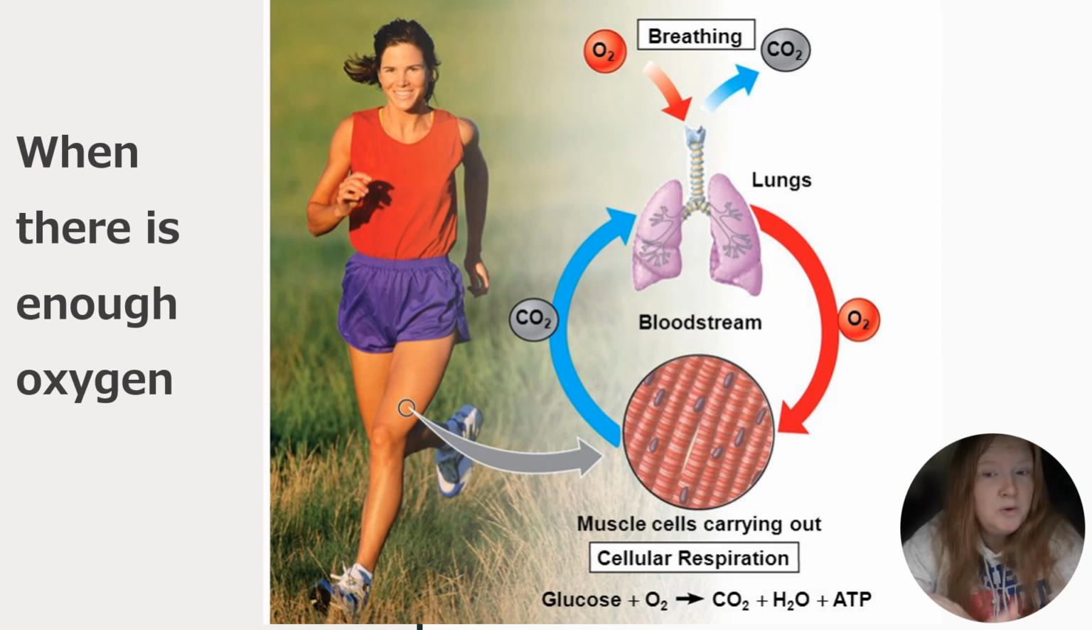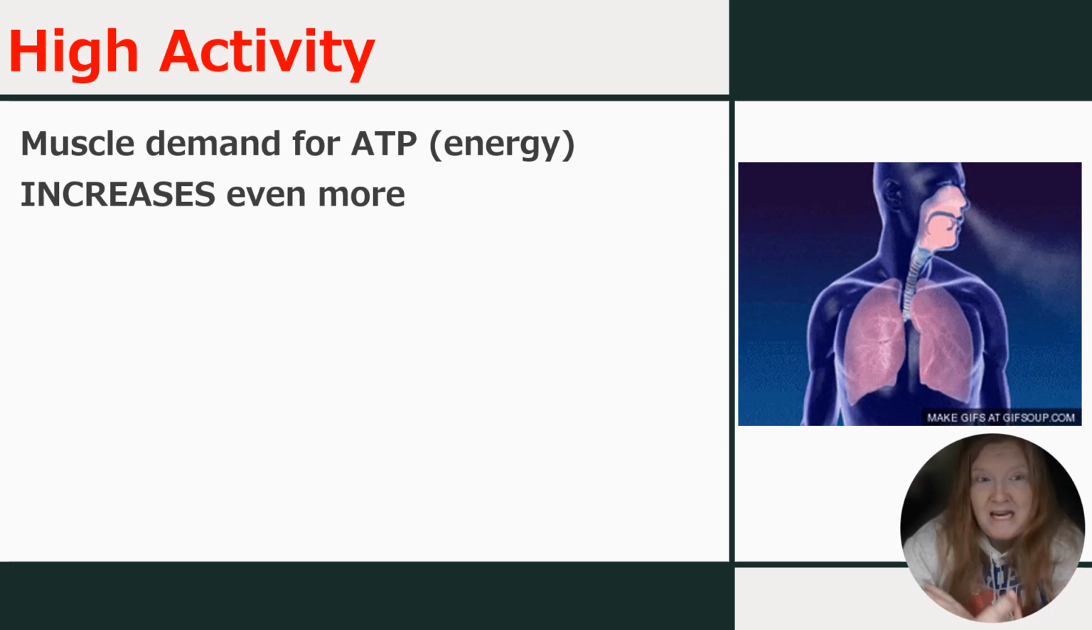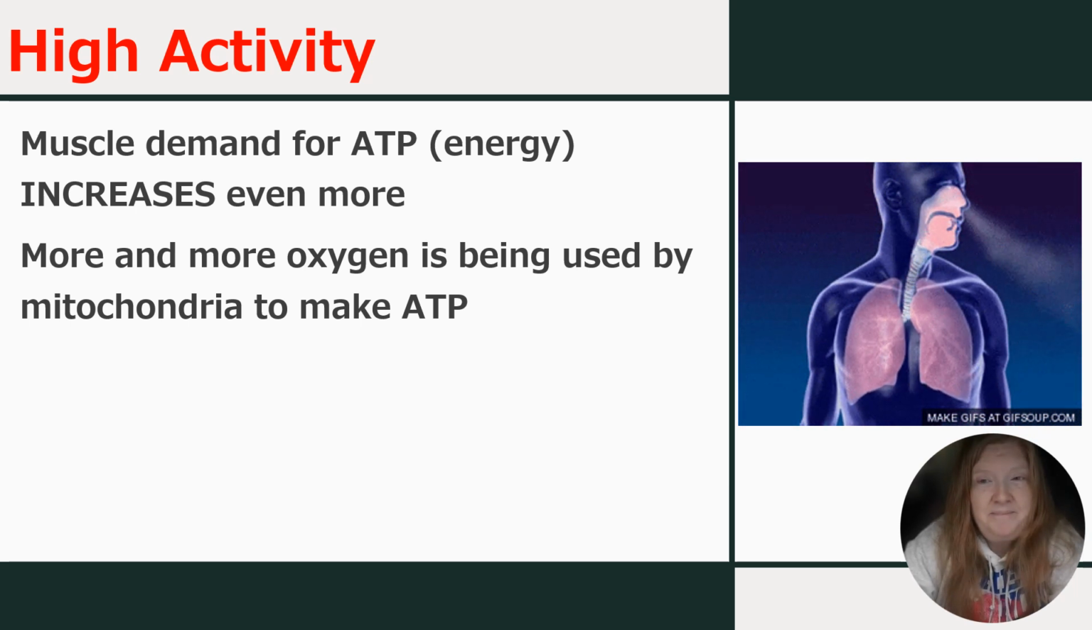So either at rest or low to moderate activity, your breathing rate, your rate of respiration, is able to provide enough oxygen to your muscle cells for you to be able to continue performing cellular respiration. But what happens when you have high activity? The muscles continue to demand more and more energy, more and more ATP. More and more oxygen is being used by the mitochondria to make that ATP.